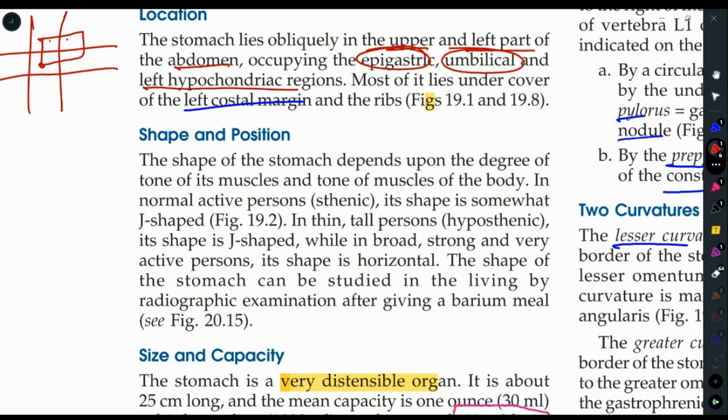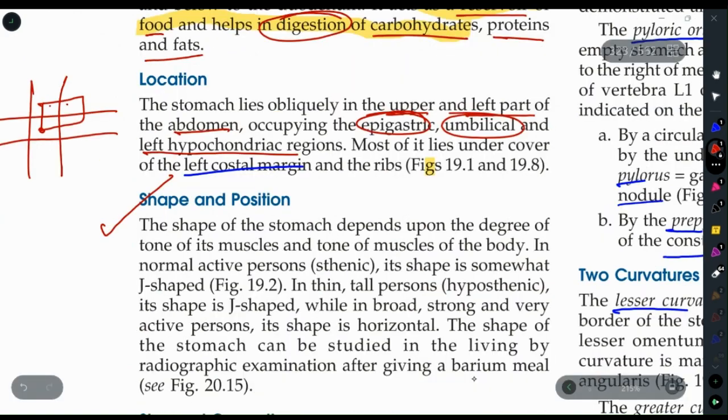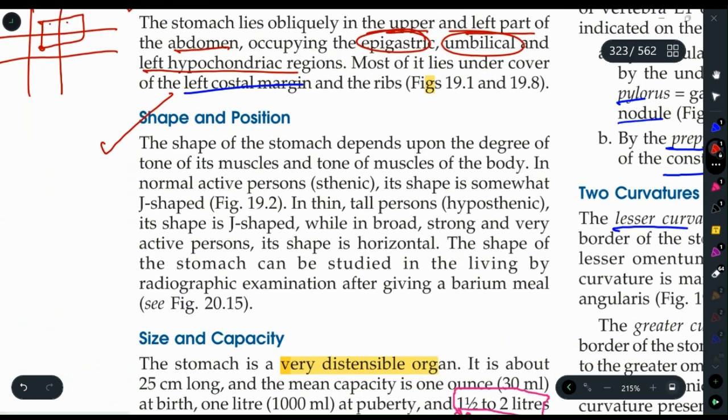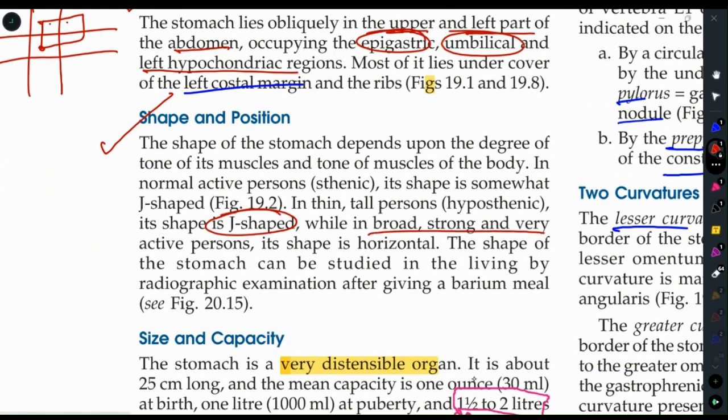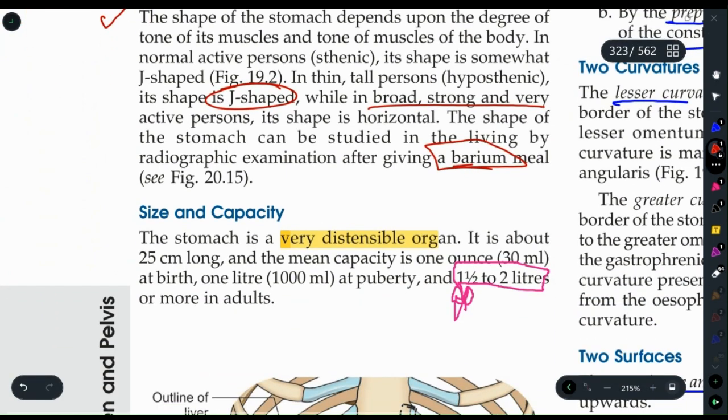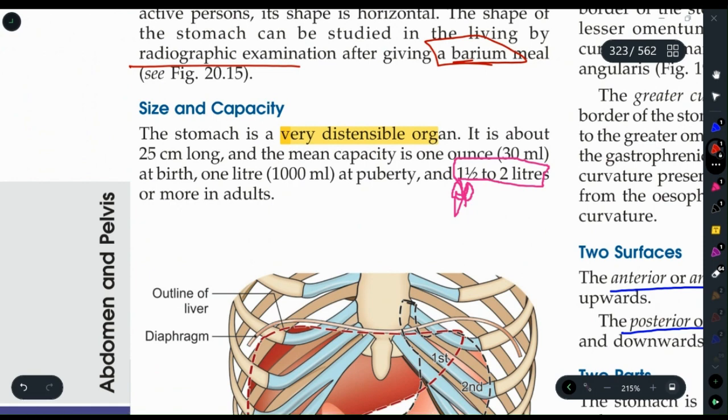The shape of the stomach depends upon the degree of its muscle tone. You can write shape and position. For the 10 marks question, definition is a must. Location we need to write. Then it is a J-shaped organ. The stomach can be studied under barium meal. You can write that for a clear radiographic examination. Then we need to write the size and capacity.